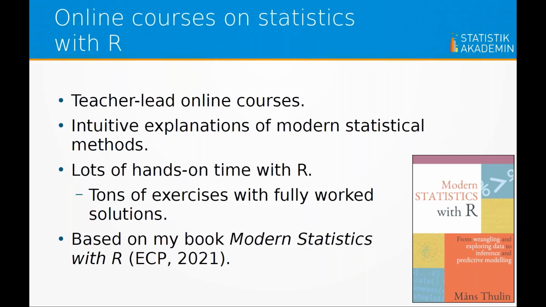At Statistikakademin, we offer online courses on statistics with R. These are teacher-led online courses, 1 day each, in which we try to give intuitive explanation of modern statistical methods. And I want to stress this. We're talking about modern statistics here. We want to do things in a modern way using computational power. We don't want to necessarily have to rely on mathematics from the 1920s, which is what you get in a lot of introductory courses on statistics. We want to make use of the fact that R is a modern software for statistics, and really use the best methods available today.